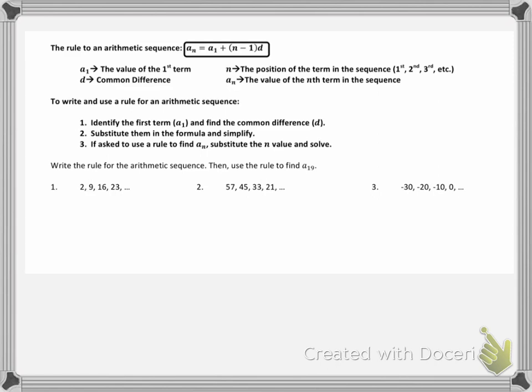So there are 3 examples underneath. They are arithmetic sequences, so we're going to identify the pieces we need, plug them into the formula, and go from there. Once we do that, we'll use the rule to find a sub 19, which again means we're going to find the 19th term.